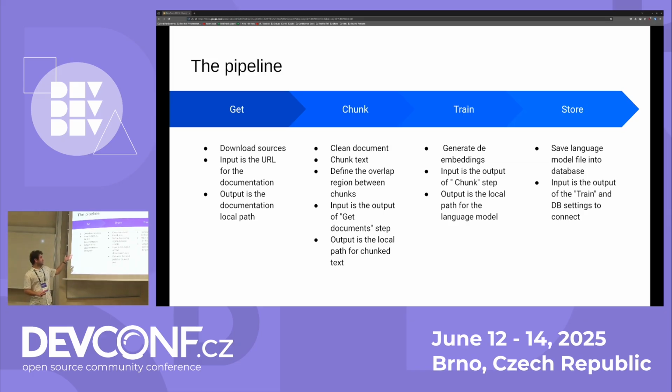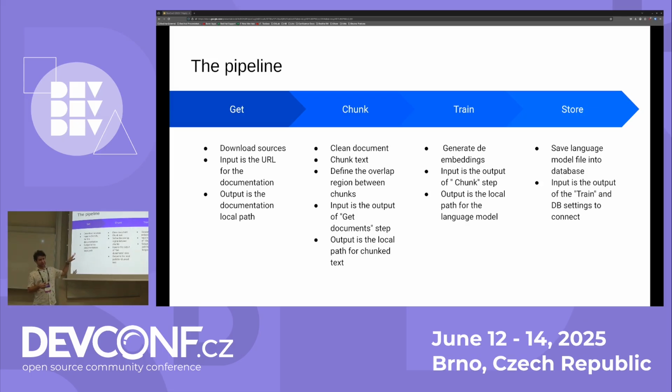So we download the sources and information and the training software we are using. And the output of this stage is the documentation in the Tekton local environment. Then we go to the chunk stage, where we try to clean the document. As I said, we are using a website with the public documentation and an internal Git repository.